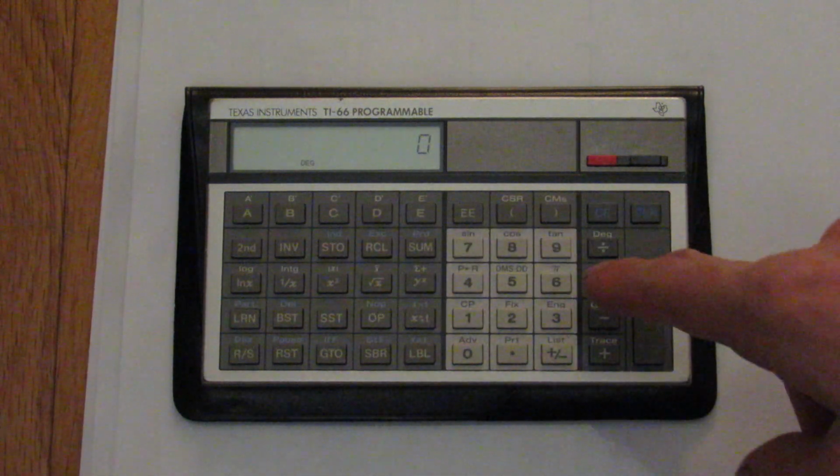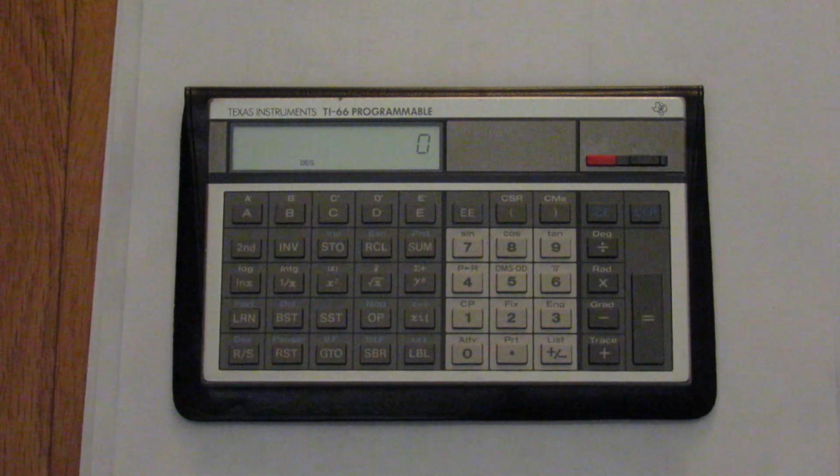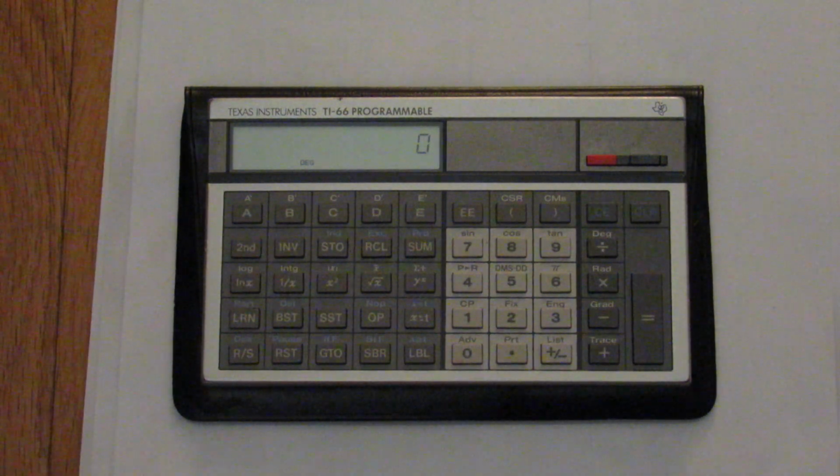It's an algebraic operating system. It's not RPN like an HP calculator. Just to give some more specs that I'm reading through on Datamath, it is up to a precision of 13. It has 64 different numeric memories, 512 program steps.